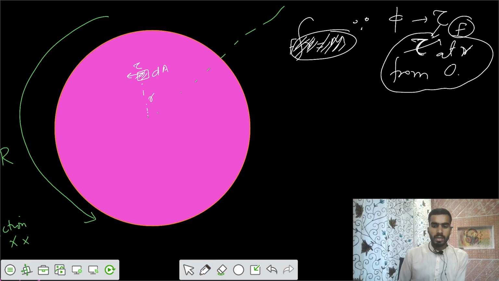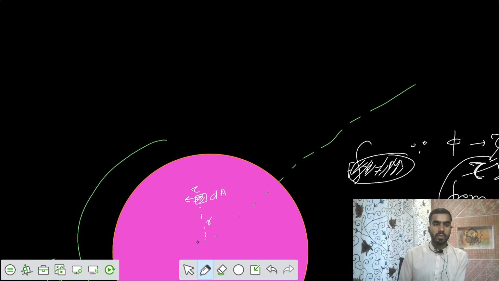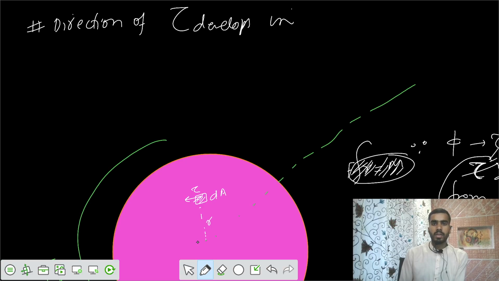One important thing here is that the direction of shear stress tau that develops is in the direction of torque itself. It is in the direction of what is called the resisting torque.